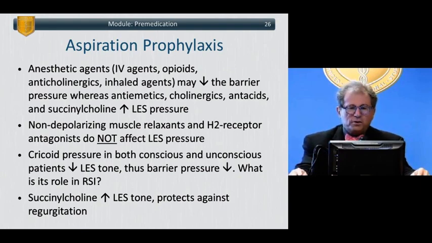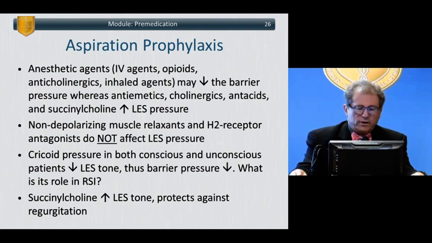But cricoid pressure in both the conscious and unconscious patient decreases lower esophageal sphincter tone and therefore the barrier pressure. Why? Because when the upper esophagus senses pressure and can't tell if the pressure is external or internal to your esophagus, it thinks there's a food bolus coming down the esophagus and it has to relax the lower esophageal sphincter to let it through. So that is why the barrier pressure, the pressure that resists regurgitation, is actually diminished when you apply cricoid pressure.